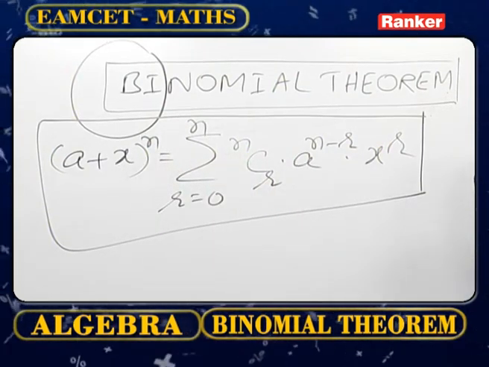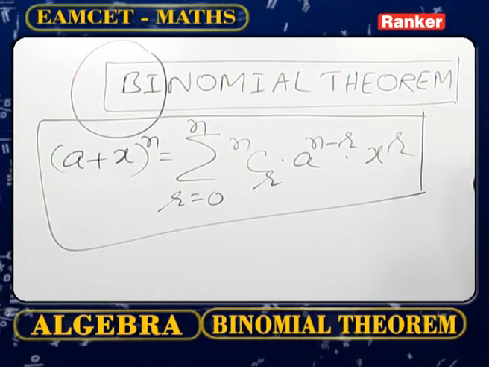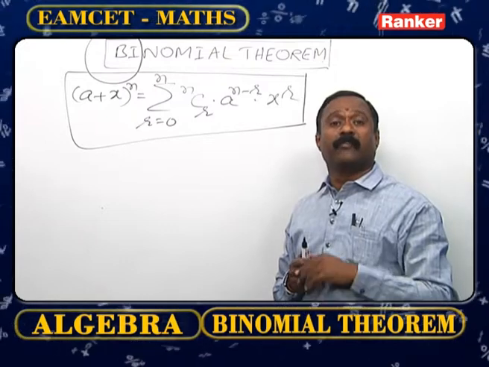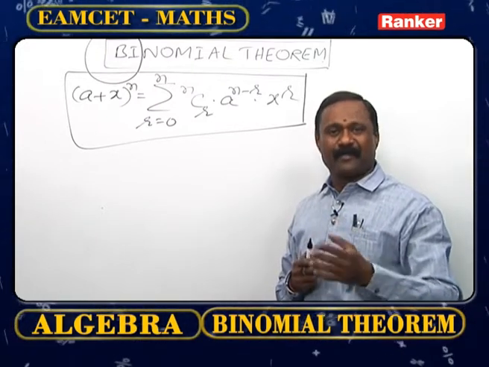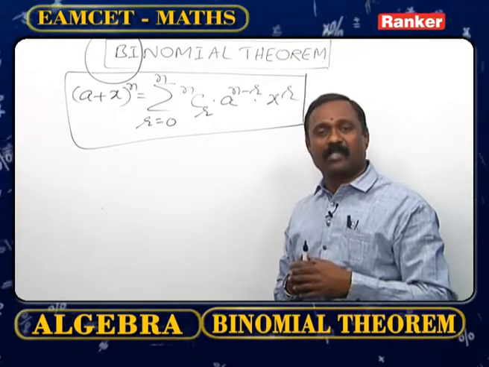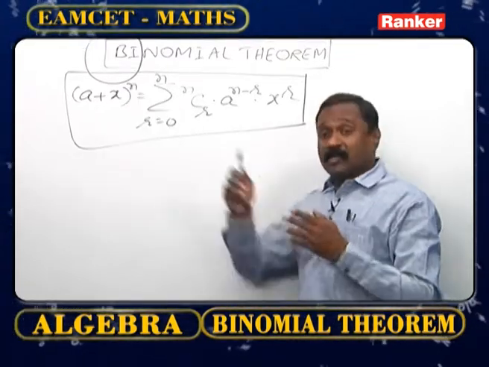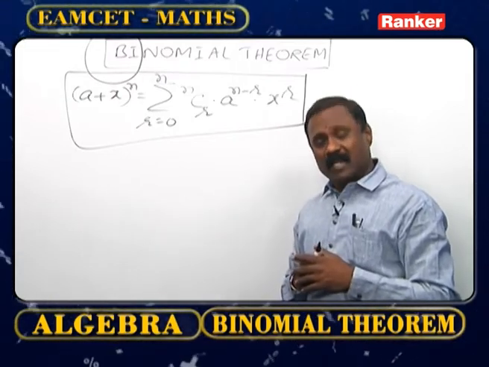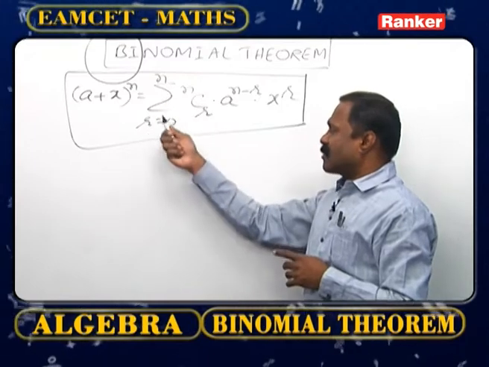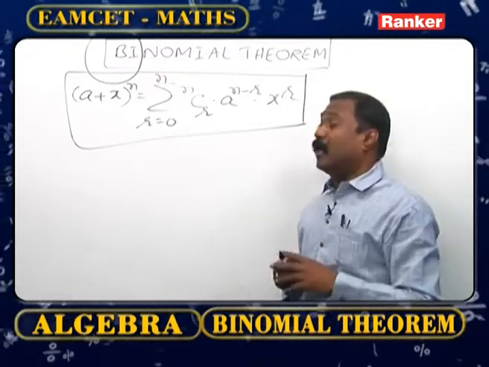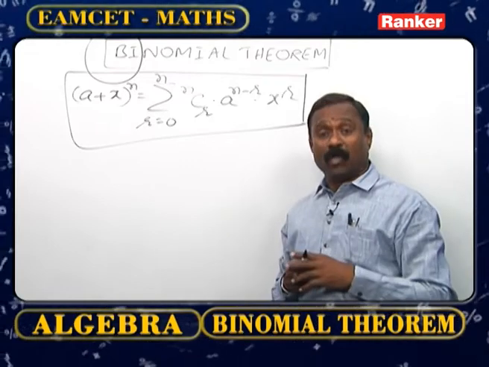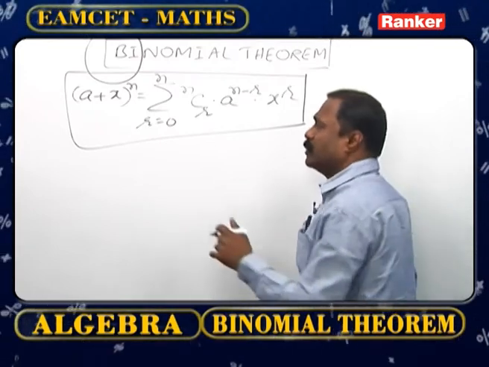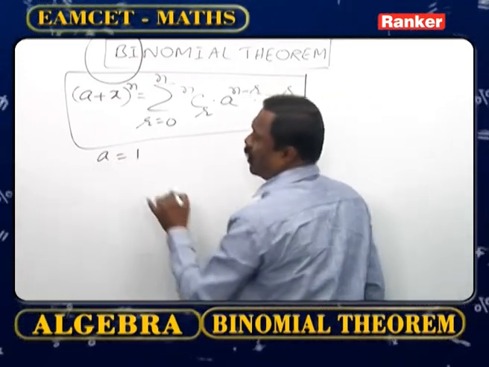If you take (a plus b) whole square, it consists of 3 terms, that is a square plus 2ab plus b square, power plus 1. Similarly, (a plus b) whole cube consists of a cube plus 3a square b plus 3ab square plus b cube, that means power plus 1. It has 4 terms. Similarly, the power plus 1 number of terms will be there in the expansion. That is a common understanding, and everybody can understand that. So to generalize this, this is given as a general term for whatever term you want to find out.